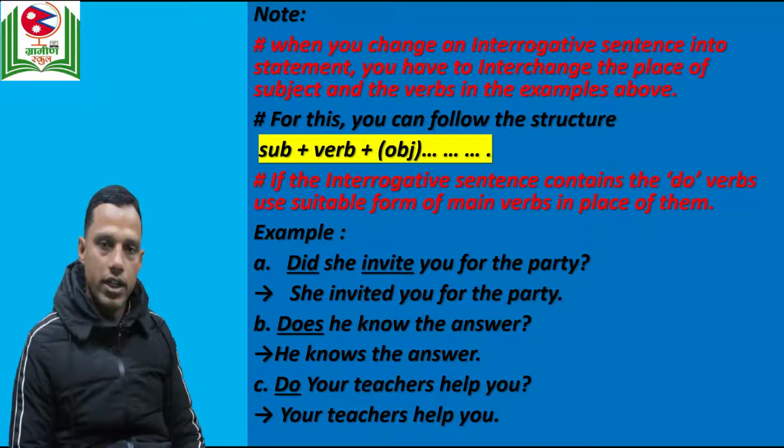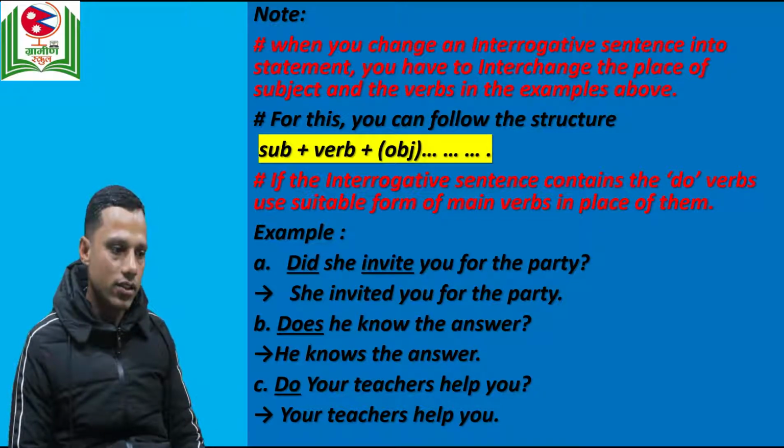So you begin with the subject first. We have the subject she, so begin with the word she. She invited you for the party, right? Yes, the question begins with two verbs, right? Did. So it is in past tense, so we have to change the main verb into its past tense. Invite has been changed into invited, right?